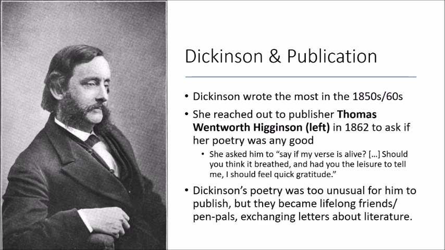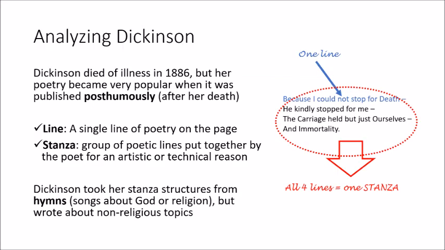Emily Dickinson became ill in the 1880s and passed away from her illness in 1886 when she was 56 years old. But even though she died with very little of her work published, she did become well known. She was posthumously published, that means after her death, in the late 19th century, and people have been studying and reading and enjoying her poetry ever since.